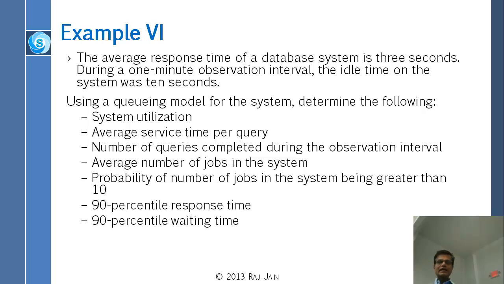Now, can you tell me what is the system utilization? What is the average service time per query? What is the number of queries completed during those 50 seconds during that minute? What is the average number of jobs in the system? What is the probability of the number of jobs in the system being more than 10? What is the 90 percentile response time? What is the 90 percentile waiting time? All of these things. Can you tell? The answer is yes, under certain assumptions. What are those assumptions? We'll talk about that.